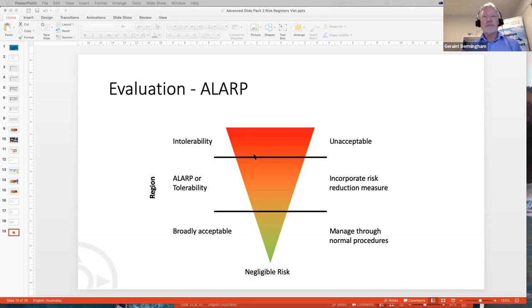So that, I think, is perhaps the difference: this piece demands that you take all reasonable steps. Even if the risk is quite low, it still says, but is there more we can do? So that's how this is meant to work. It's possibly acceptable, but you've got to do all you can to reduce it further.